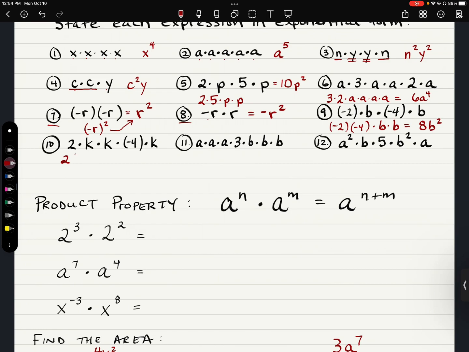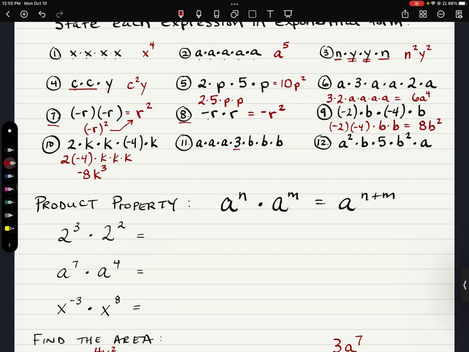Here we go. This one I've got 2 times negative 4 times k times k times k. Well, let's multiply the 2 and the negative 4. That gives us negative 8. And then k times k times k can be rewritten as k to the 3rd power.